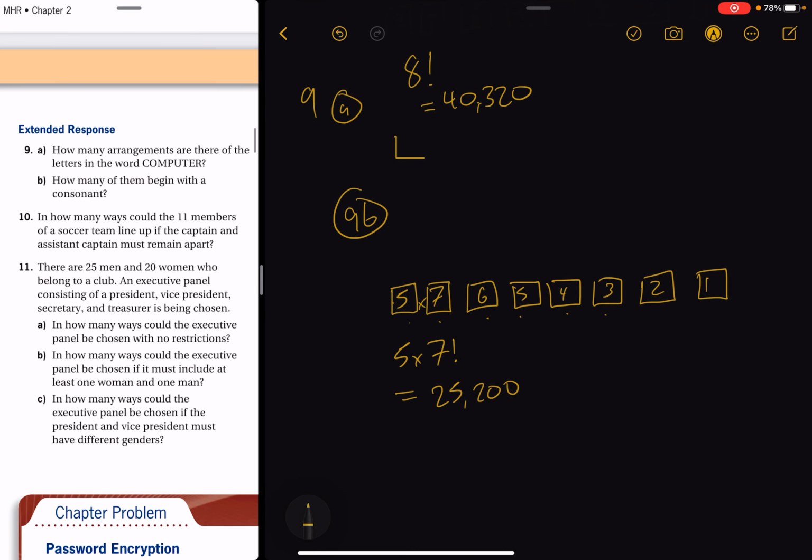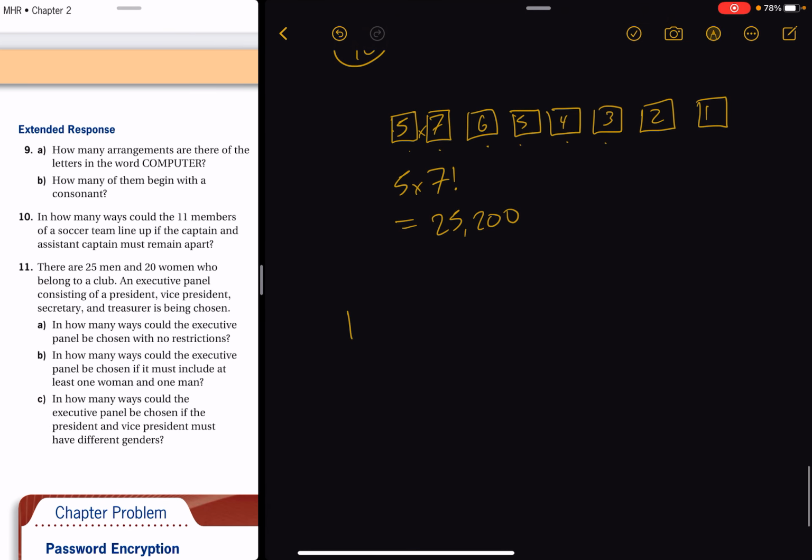Number 10. In how many ways could 11 members of a soccer team line up if the captain and assistant captain must remain apart? Okay, this one's a little bit tricky. So we have 11 members of a soccer team. In fact, let's just draw it. I'm not going to be fancy. 1, 2, 3, 4, 5, 6, 7, 8, 9, 10.